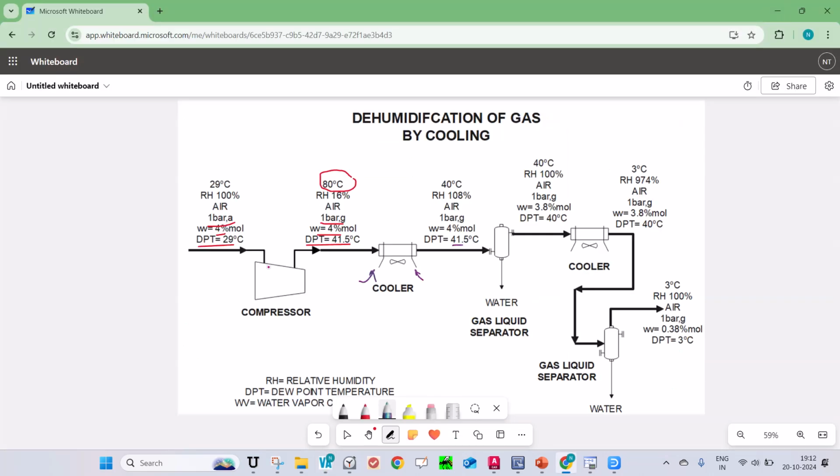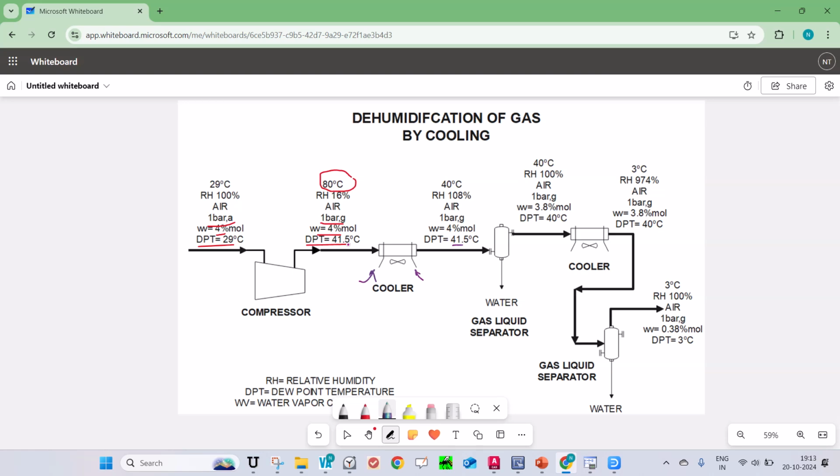Now, when we are doing the compression, after the compressor, I'm increasing two things here. One is the pressure, to 1 bar gauge. The second one is the temperature, which rises because of isentropic compression. And as a result of the increase in pressure, my dew point temperature has increased to 41.5 degrees C.